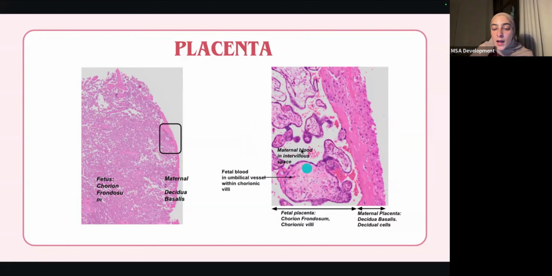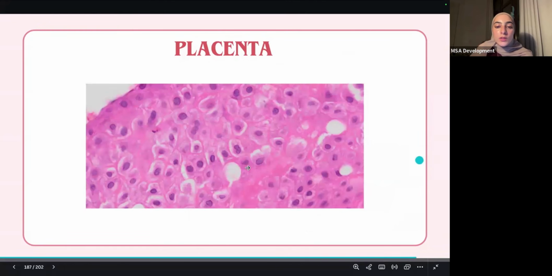These are villi. And inside the villi, you have the baby's blood, the fetal blood. And in the indentations here, which is not inside the villi, you have the maternal blood, here in the intervillous space. Okay, so just know this. This is the maternal side, and this is the fetal side. Okay, what is this?